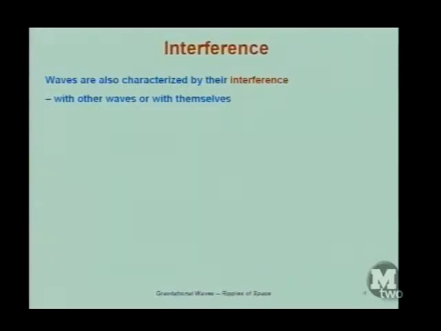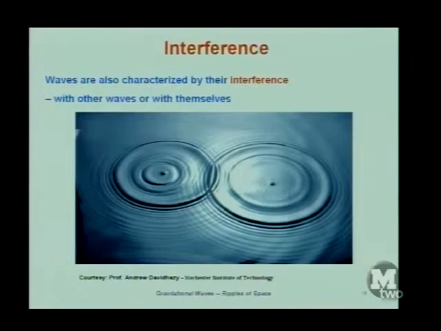That's just a difference in the speeds of sound waves and gravitational waves. Now, waves are also characterized by interference, either with themselves or with other waves. This is an example of two interfering ripples on a pond. You can see there's an interesting pattern here where the two ripples come together. In some cases, the crest of one wave overlaps with the crest of another wave, and they pile on top of each other, making a still higher wave. In other places, the crest of one overlaps with the trough of another, creating destructive interference.